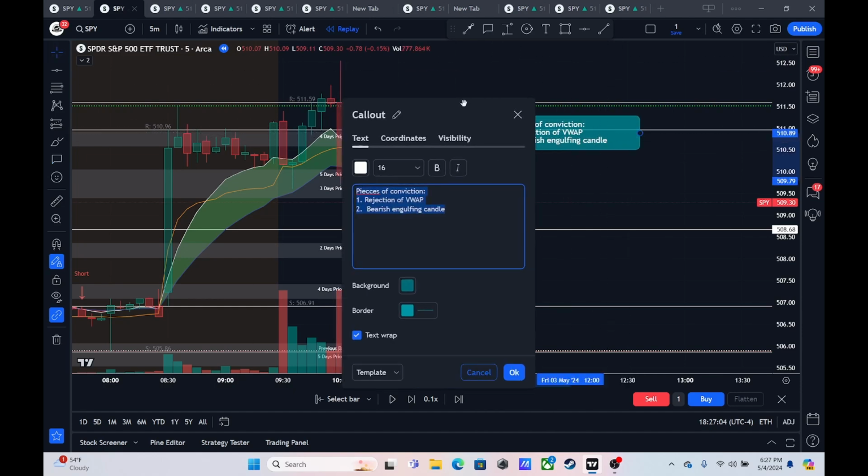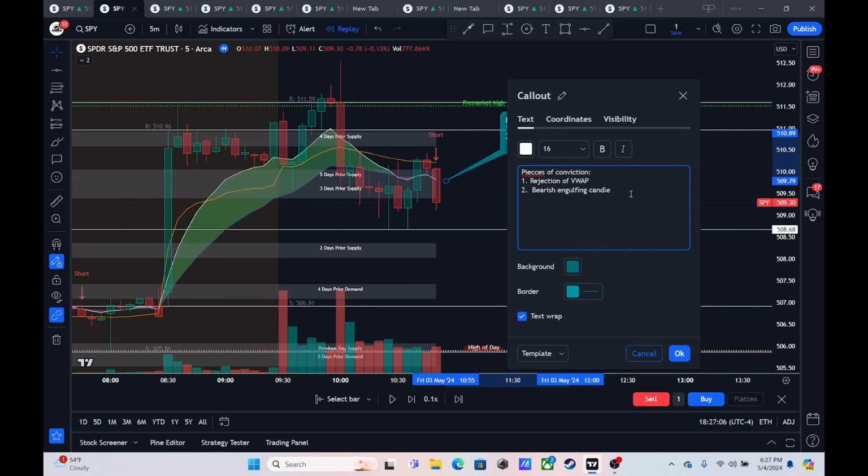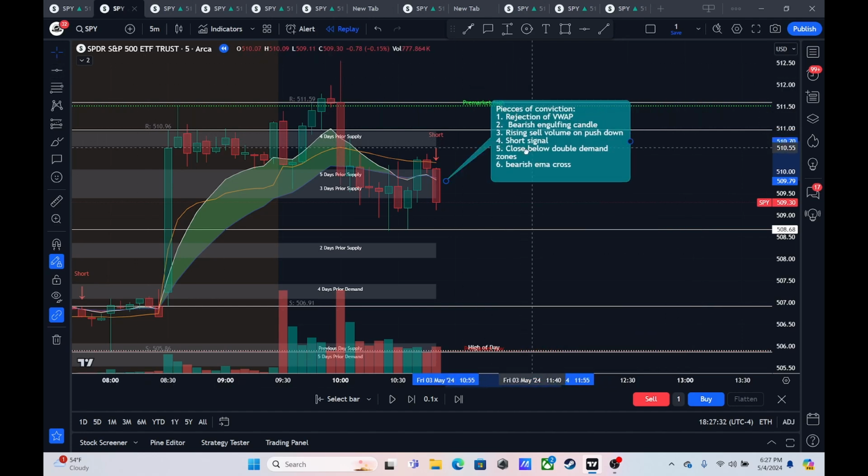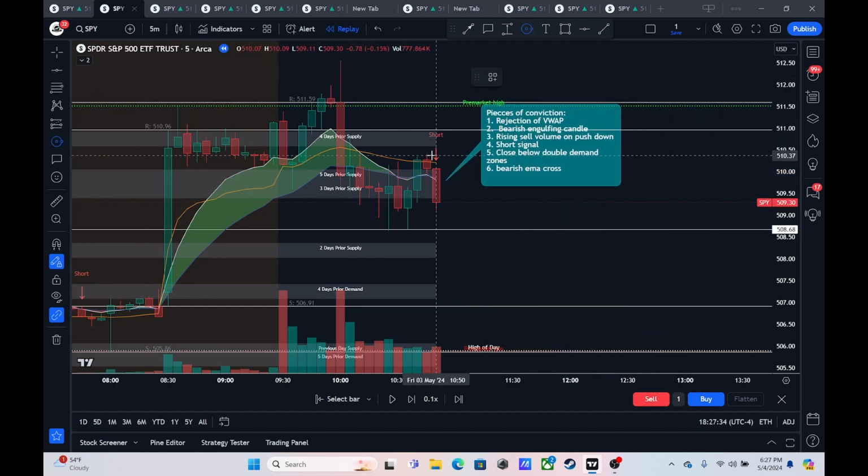Okay. Right, we have our bearish engulfing candle. You see rising sell volume on the push down. We have our short signal. And another important piece is a close below double demand zones, and a bearish EMA cross. I mean, I have six pieces of conviction just by looking at this single setup, right? That for me gives me the opportunity to go short.